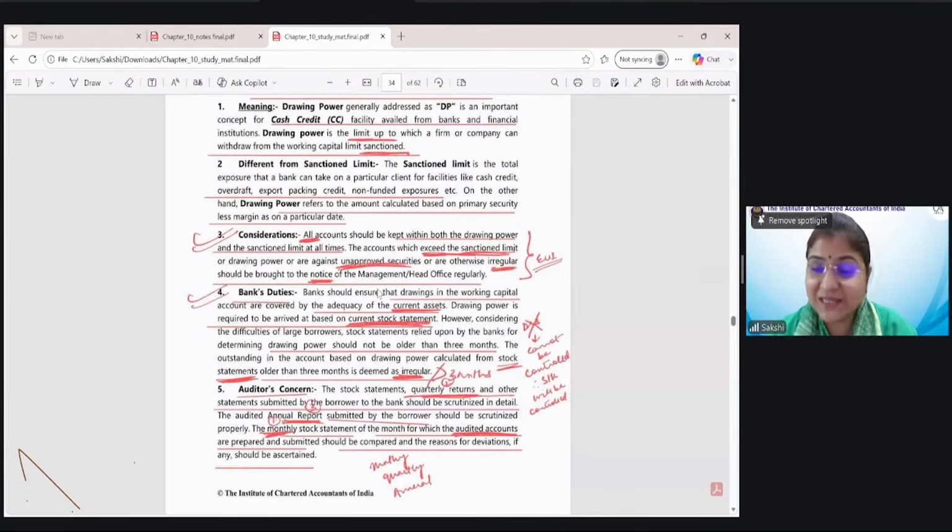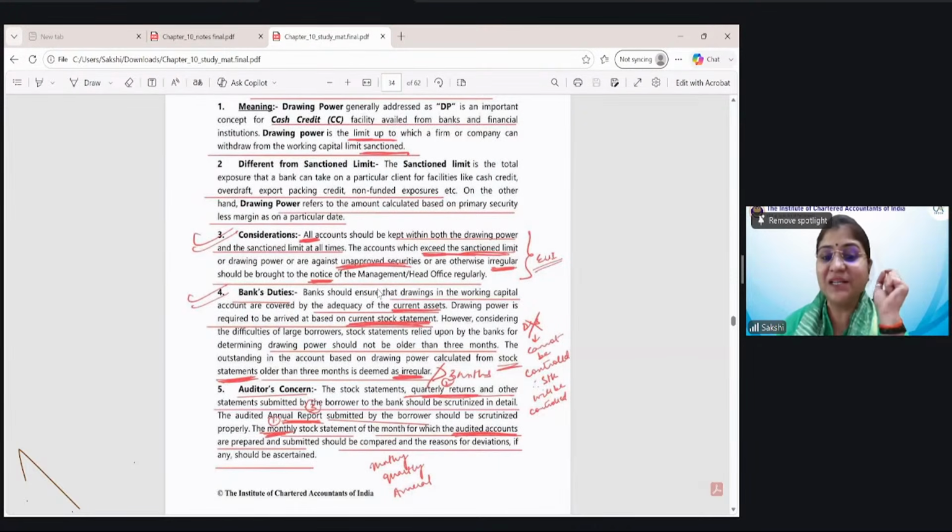Then drawing power is required to be arrived at based on current stock statement. We had discussed that you have to submit regularly the stock statements, the debtor statement, isn't it? Why the current stock statement? Because you can't rely on debtors. You can't control the debtors. What if the debtors say I will not pay? What will happen? You can't force them to pay. But stock, it is in your control. So you can say that yes, it is arrived at from the current stock statement.